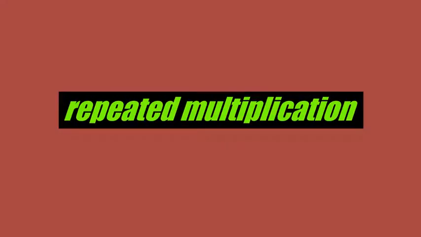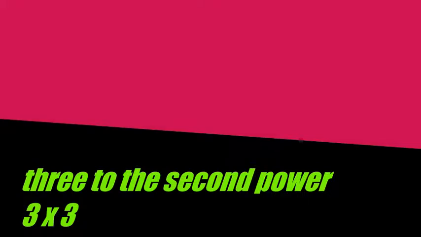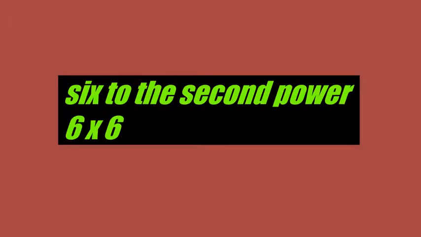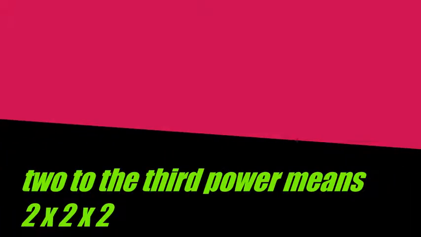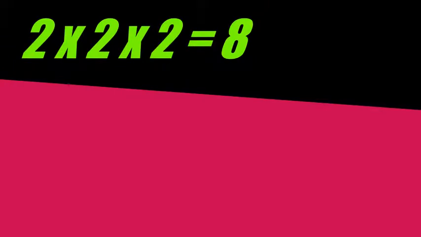What are powers? Powers are repeated multiplication. For example, 3 to the second power means 3 times 3, which is 9. So 3 to the second power is 9. 6 to the second power means 6 times 6. So 6 to the second power is 36. 2 to the third power means 2 times 2 times 2, which is 8. So 2 to the third power is 8.